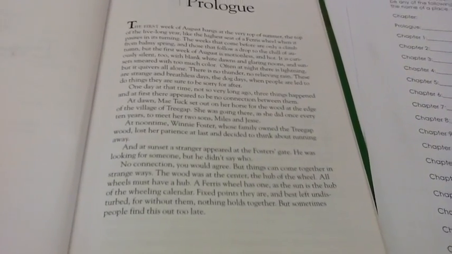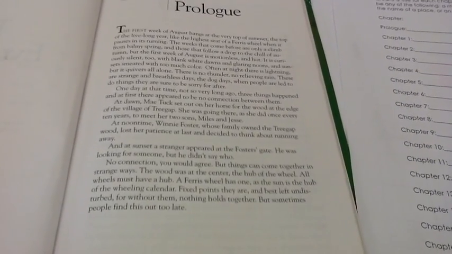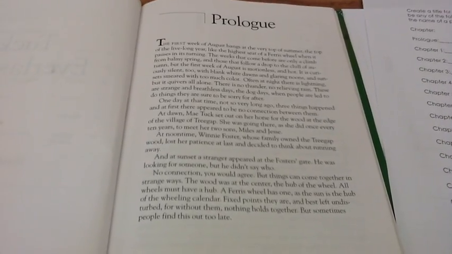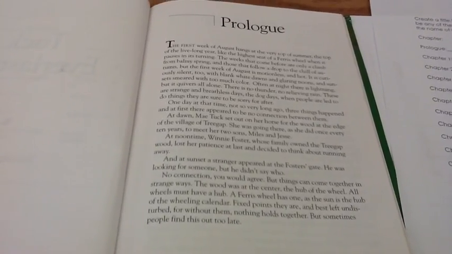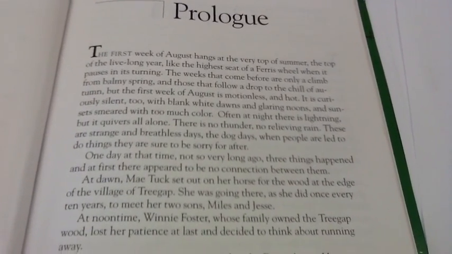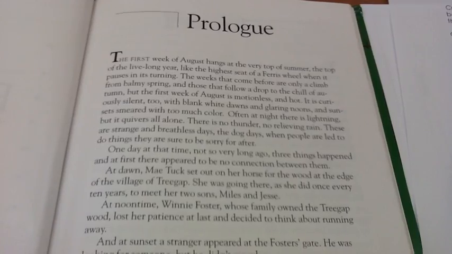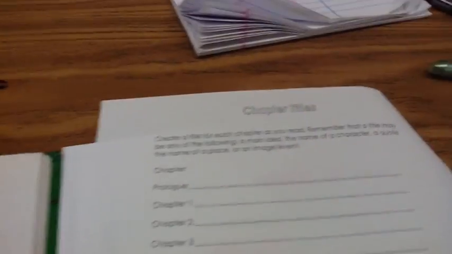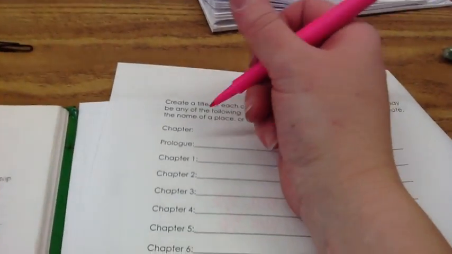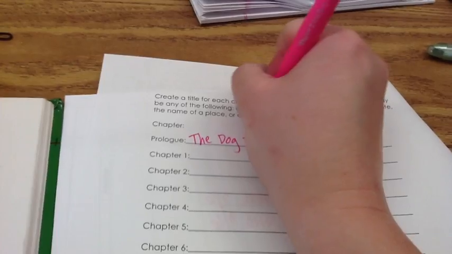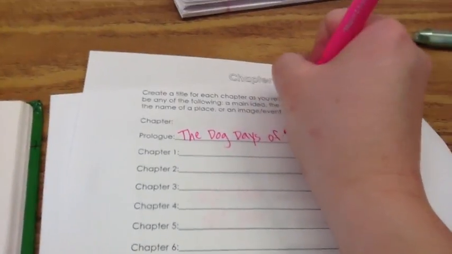If I remember back to the prologue, it was just one short page, and there was something that really stuck out to me. Throughout this whole introduction, they're describing how the story takes place at the beginning of summer, and they use a very specific phrase. It says here, "These are strange and breathless days, the dog days, when people are led to things they are sure to be sorry for after." That phrase really meant a lot to me, and I'm going to use it to remember that this story takes place in summer. So I'm going to call this chapter, The Dog Days of Summer.